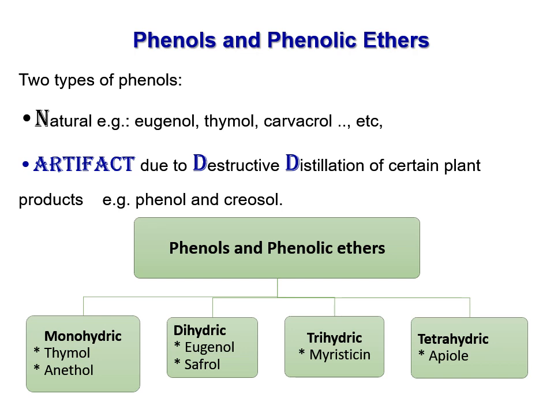According to the number of hydroxyl group on the phenyl ring or oxygenated substituent on the phenyl ring, we have monohydric phenol as thymol and anethol, dihydric as eugenol, safrole, trihydric as myrcene, and tetrahydric as apiol.